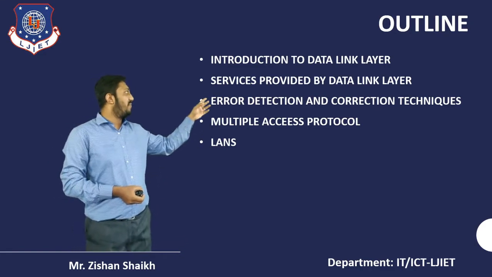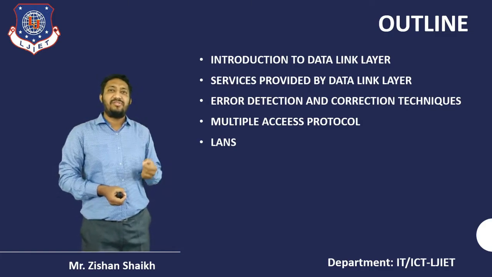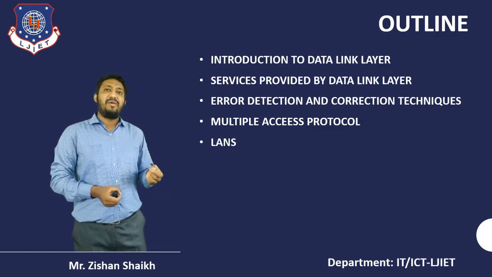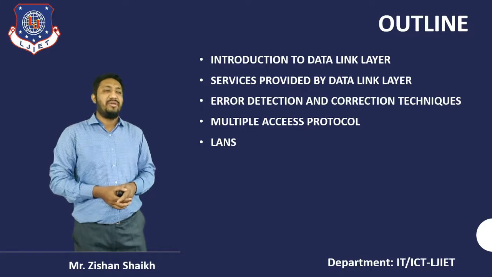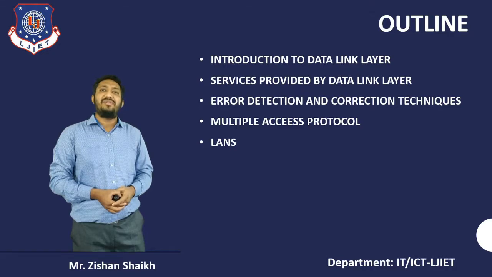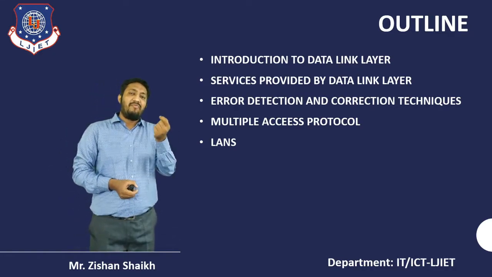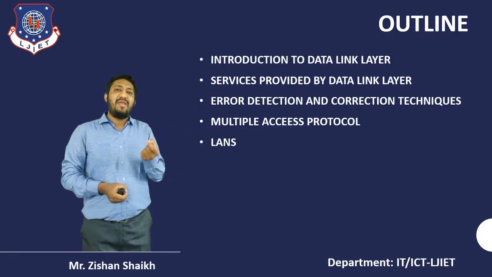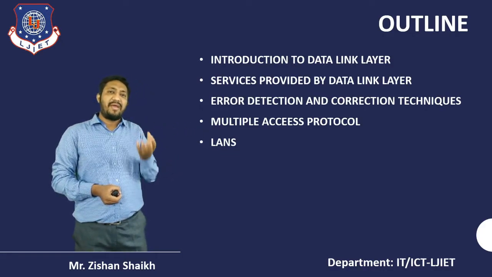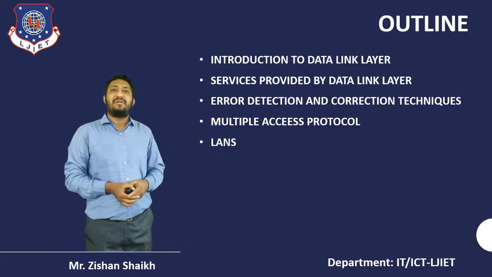After that, I will briefly explain the services of the data link layer, where exactly it is used while we are transferring our packet from source to destination. Then we will learn in detail the different error correction and detection techniques, which are used when data packets are transferred from source to destination. If any mistake occurs, if any packets are lost, or if the data of the packet is changed, how can we detect that? For that, we will learn different error correction and detection techniques.